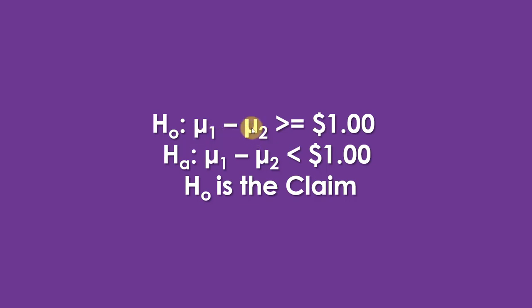So "at least" implies the greater than or equal to math operator, which is a form of equality, which means that the claim must be the null. The alternative is the complement of the null, which would be that the mean difference, mu1 minus mu2, is less than $1. Because the alternative contains the less than operator, this is a left tail test.